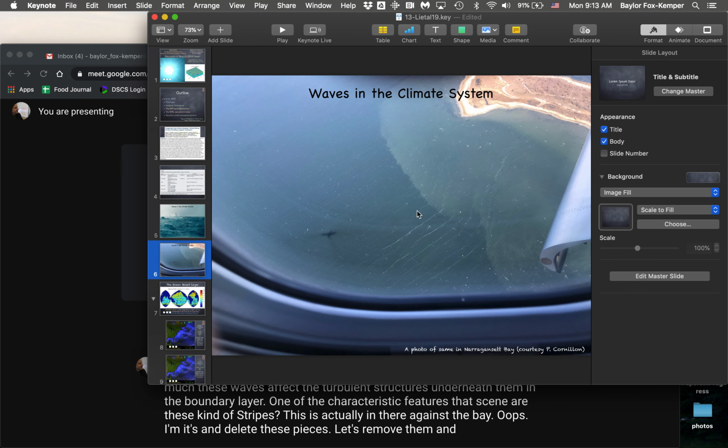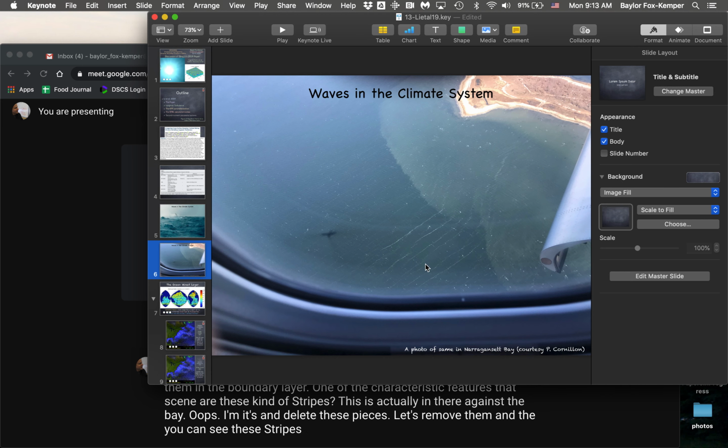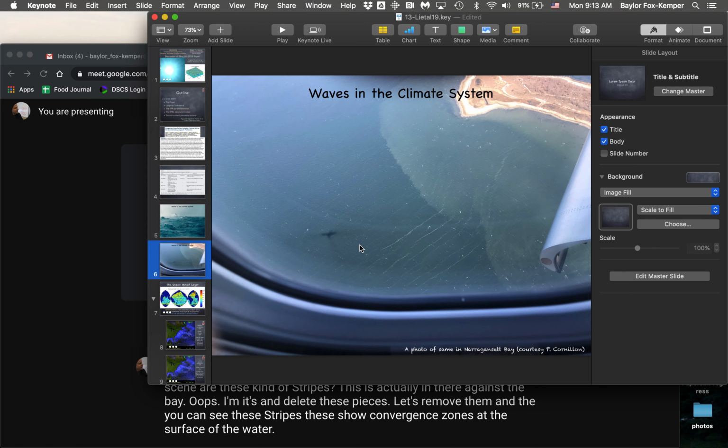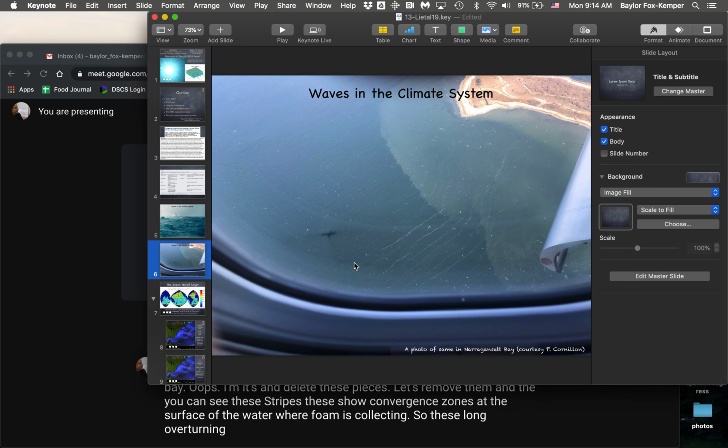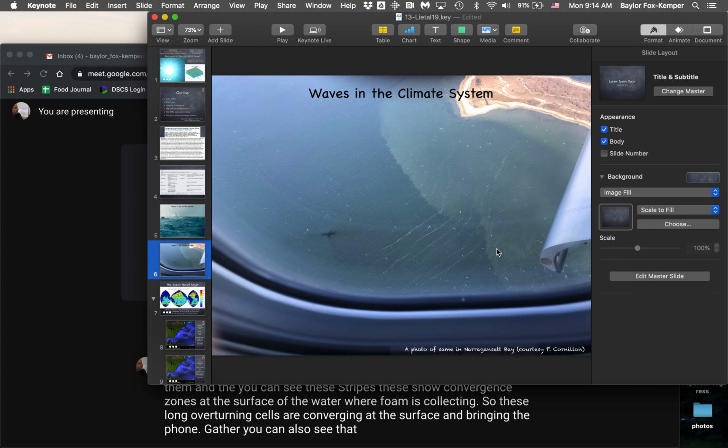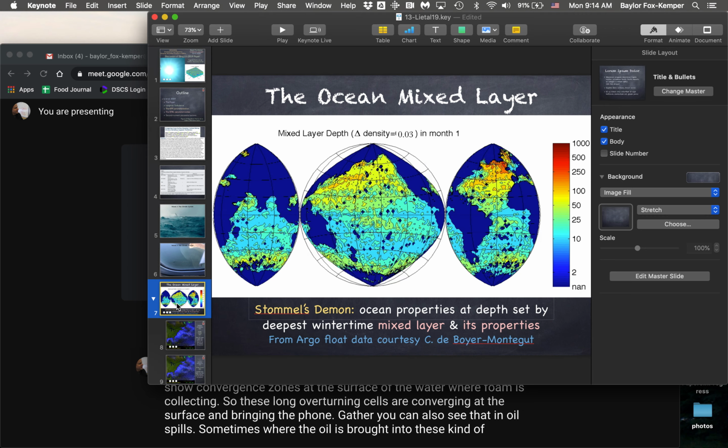And you can see these stripes. These show convergence zones at the surface of the water where foam is collecting. So these long overturning cells are converging at the surface and bringing the foam together. You can also see that in oil spills sometimes, where the oil is brought into these kind of streaky patterns.